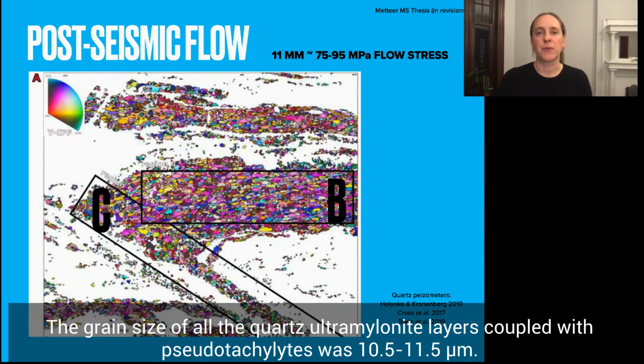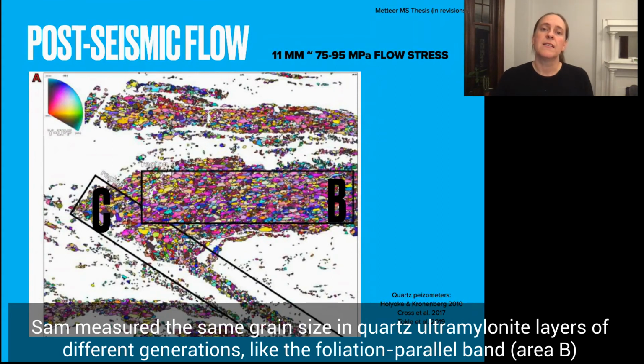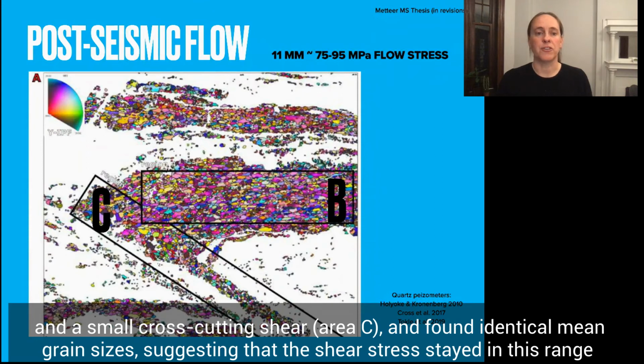The grain size of the quartz ultramylonite layers coupled with pseudotactylites was 10.5 to 11.5 microns. Depending on which paleopiezometry you choose to use, this grain size suggests a flow stress of 75 to 95 MPa during deformation. Sam measured the same grain size in quartz ultramylonite layers of different generations, like the foliation parallel band, area B, and a small cross-cutting shear, area C, and found identical mean grain sizes, suggesting that the shear stress stayed in this range through an extended period of time.